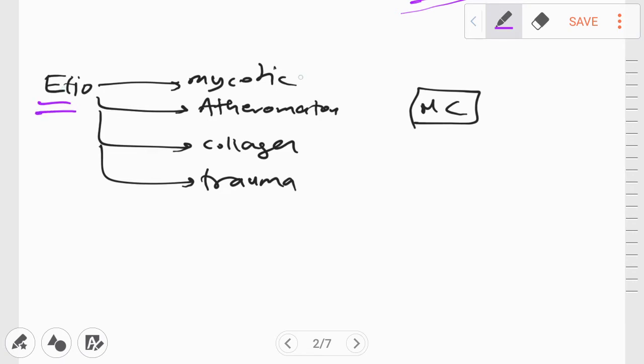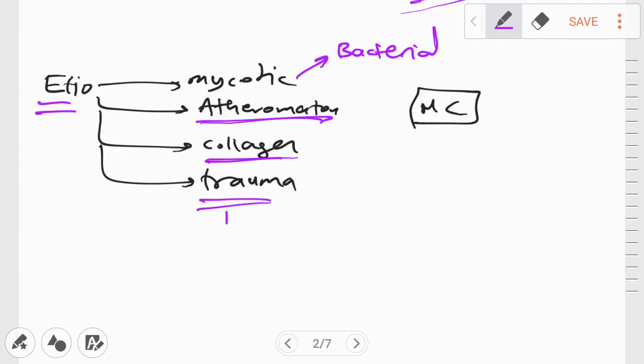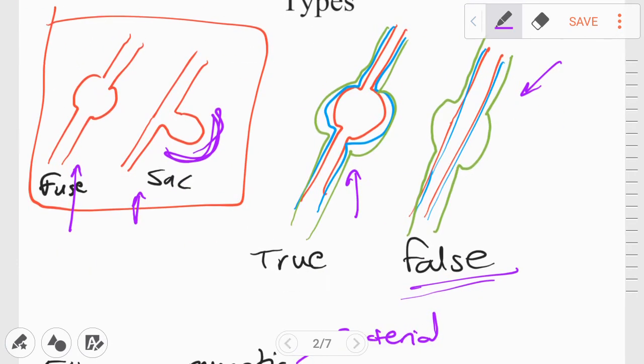And lastly, we also talk about aneurysms with regards to their etiology. So we can have mycotic, but remember, mycotic may sound as if you're talking about a fungal cause, but mycotic in this case is a misnomer and actually means bacterial causes of the aneurysm. On the other hand, it can be atheromatous, which means that it is due to atherosclerosis. It can be due to collagen disorders like Marfan syndrome or Ehlers-Danlos syndrome, or it can be due to trauma. And make sure that you understand that when trauma is involved, it usually results in a false aneurysm, which we mentioned before as being this one.